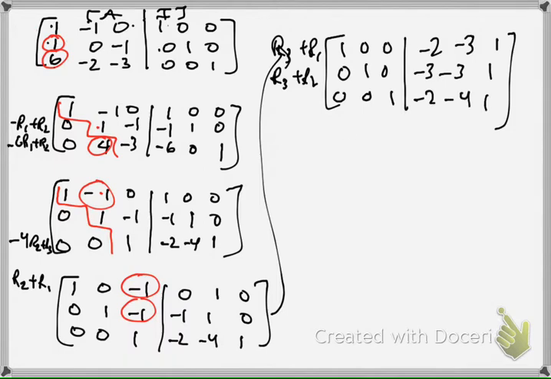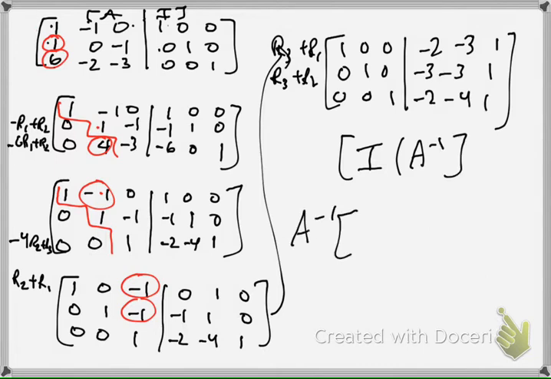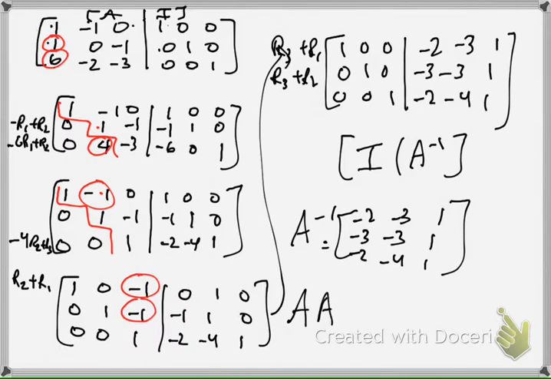So what do I notice? I now have the identity matrix, and since I could get it into the identity matrix, it is augmented with A inverse. So what is A inverse? A inverse is the matrix -2, -3, 1, -3, -3, 1, and -2, -4, 1. And you can check this by multiplying A times A inverse. It should equal A inverse times A, which should be the identity matrix of 3 by 3.